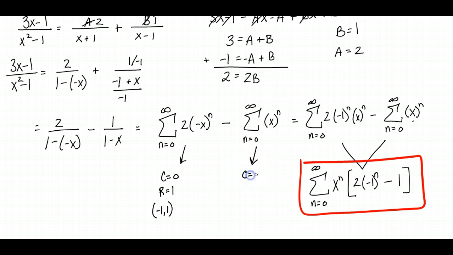Exact same thing for this one. So my center is at 0. My radius is equal to a positive 1. And then we have from negative 1 to positive 1. So this interval of convergence, once we combine them, because they're the exact same, that's a pretty easy one. Interval of convergence, negative 1 to positive 1.